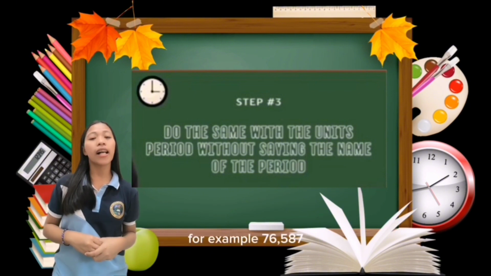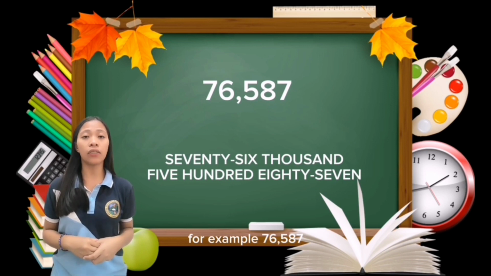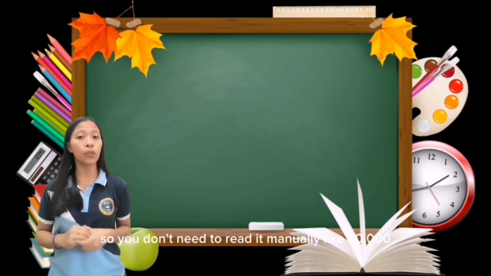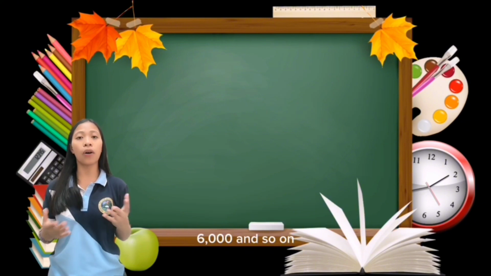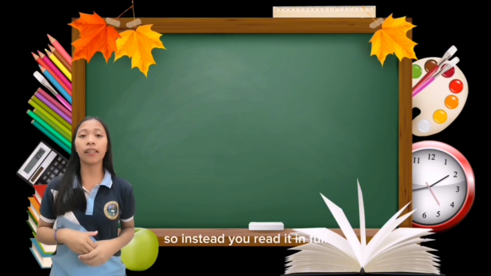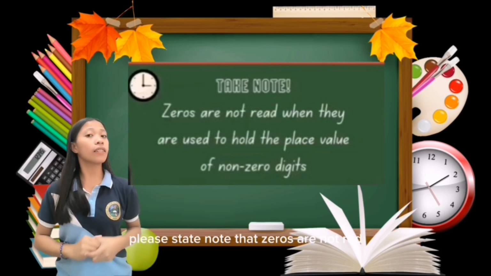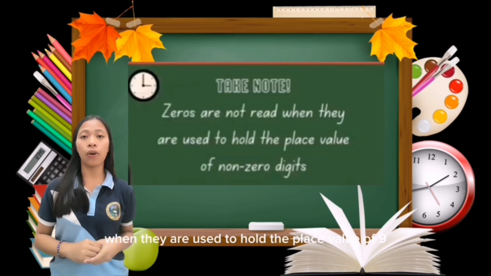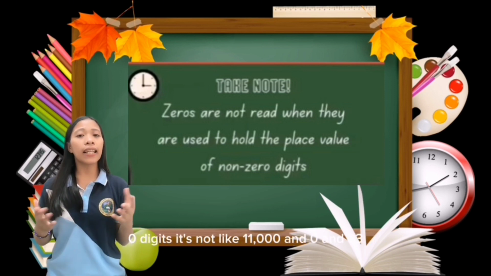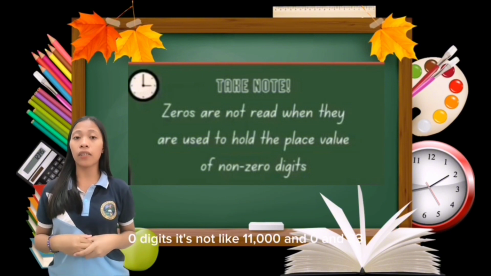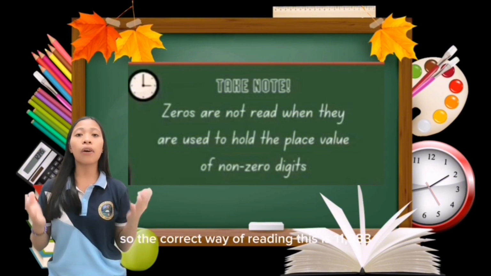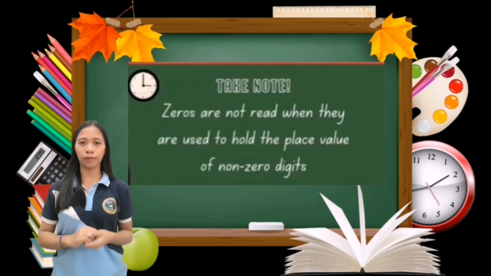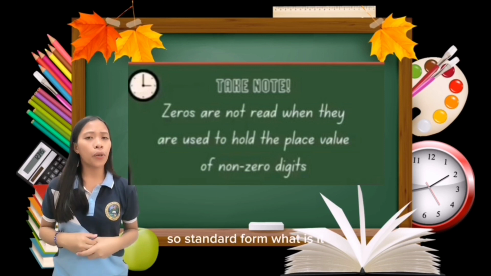For example, 76,587. So you don't need to read it manually, like 70,000, 6,000, and so on. Instead, you read it in full. Please take note that zeros are not read when they are used to hold the place value of non-zero digits. It's not like 11,000 and 0 and 83. So the correct way of reading this is 11,083.